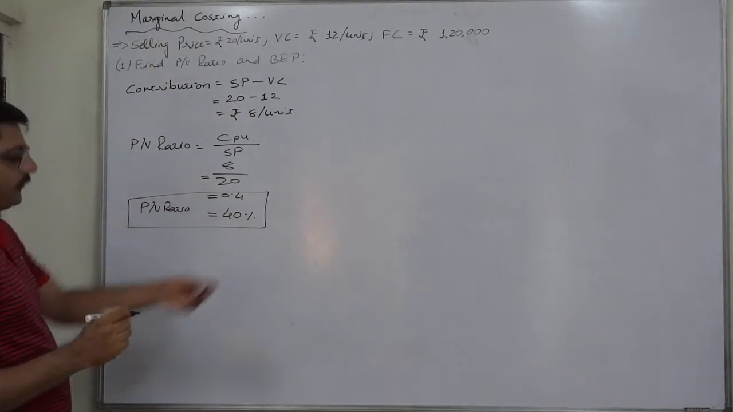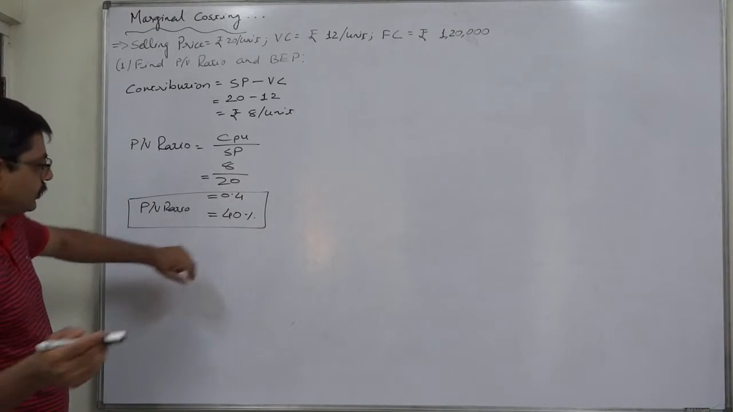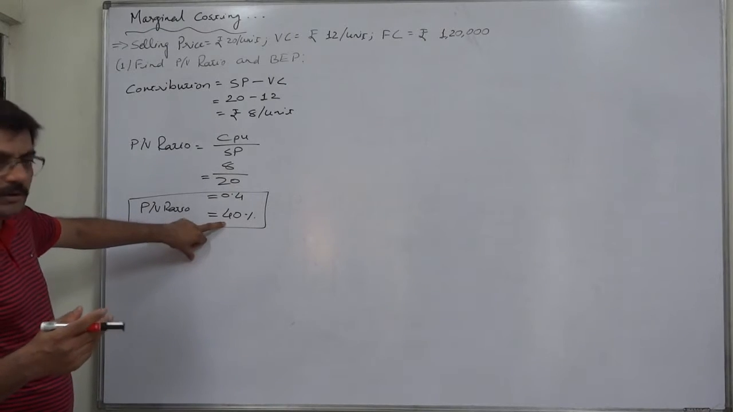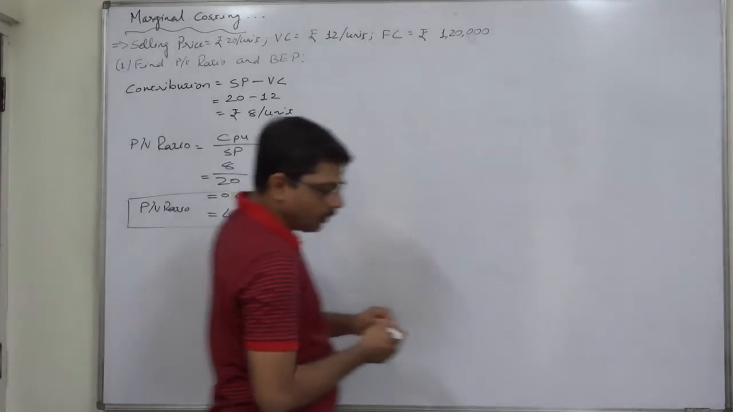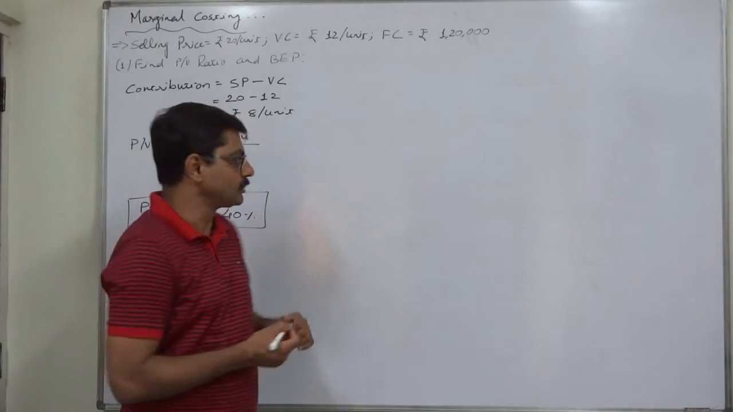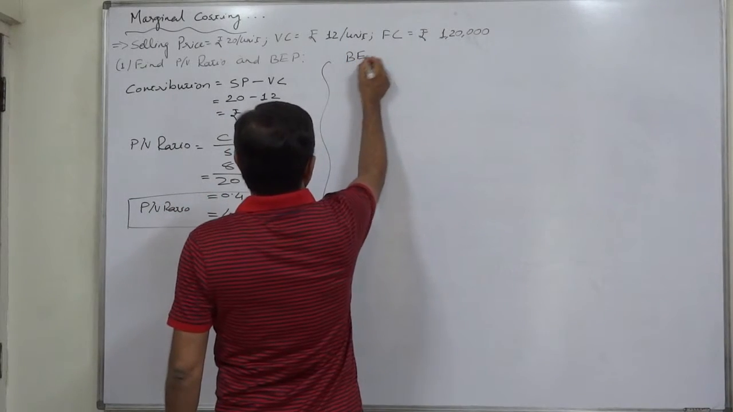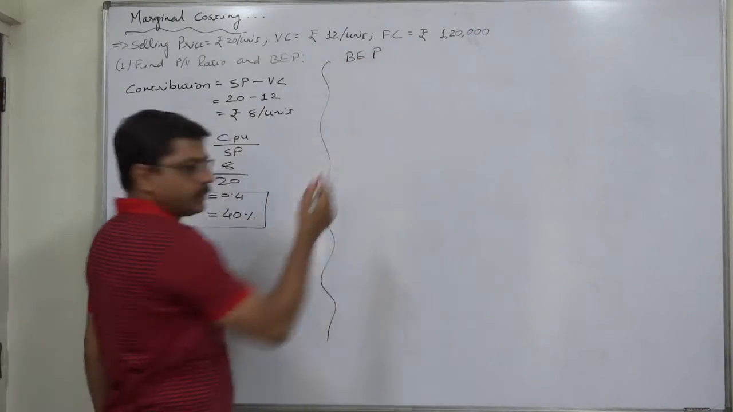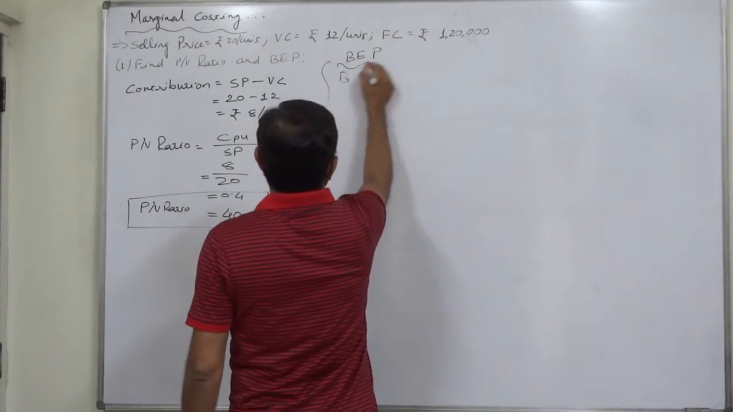The interpretation of 0.4 is, if sales revenue is rupee 1, 40 paisa goes to contribution, or otherwise whatever the sales revenue is, its 40% is the profit volume ratio, or more precisely the 40% of sales revenue is contribution. Now BEP. BEP means break even point, that can be in terms of quantity as well as value. We need to give both the answers.